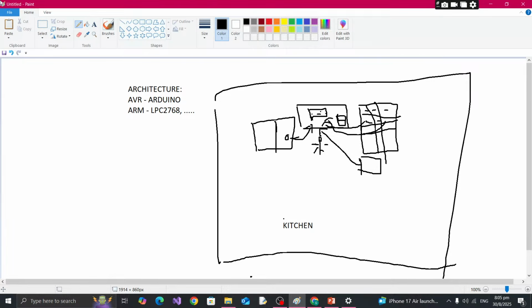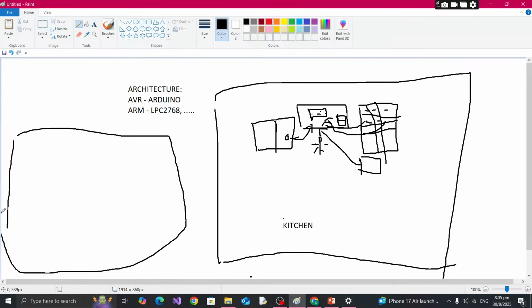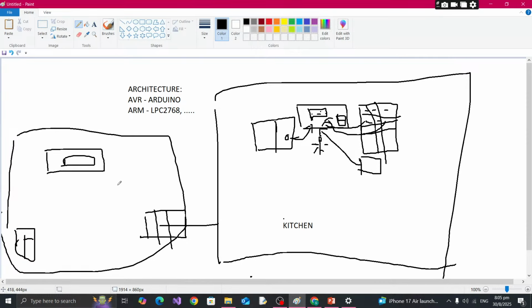Okay, let me portray another kitchen. Let me consider this kitchen, and I have a fridge here. I have this stove here, and I have this utensil keeping box here. I have an ingredients shelf here. I have a dishwashing place here. This is where I can wash my dish, and I am standing here.